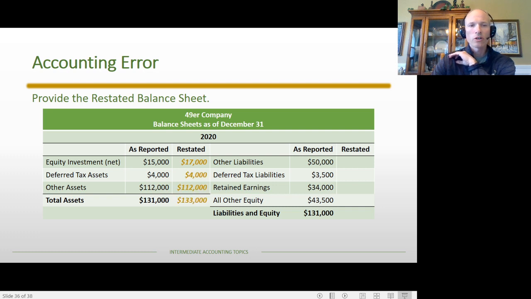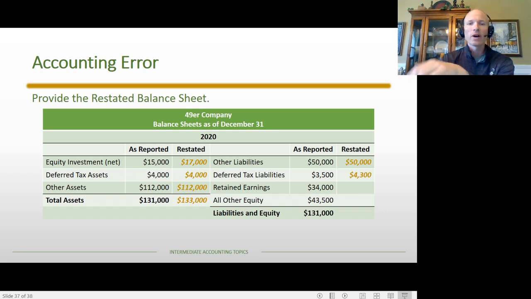There's no change to the deferred tax asset, there's no change to the other assets, but of course there is a change to our total assets because of the change to the equity investment account. Now turning our attention to liabilities and equity, hopefully you see that there is no change to other liabilities, but there is a change to the deferred tax liability. Going back to the journal entry, we increased that account by $800, which means that the new balance in the deferred tax liability is $4,300.